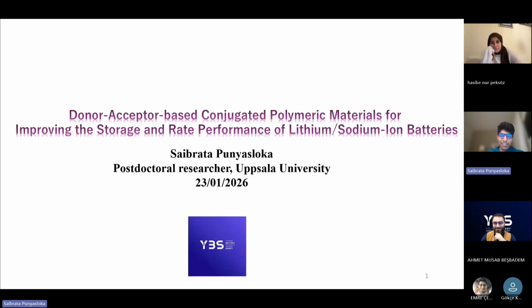To start with, thank you really for giving me this opportunity. This is the first of its kind for me, and I'm really happy to be speaking about my PhD work. It has mostly been presenting at conferences and other things, so those are different, but I'm honestly happy to be doing this. I will be speaking about donor-acceptor-based conjugated polymeric materials.